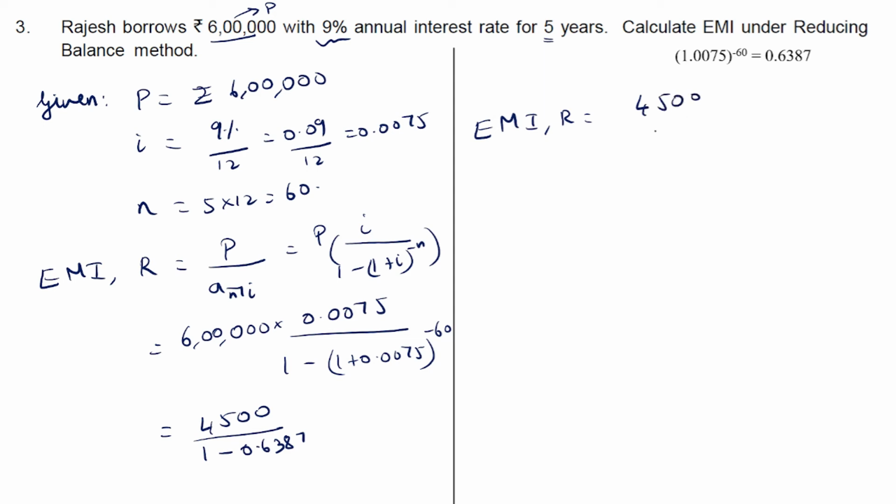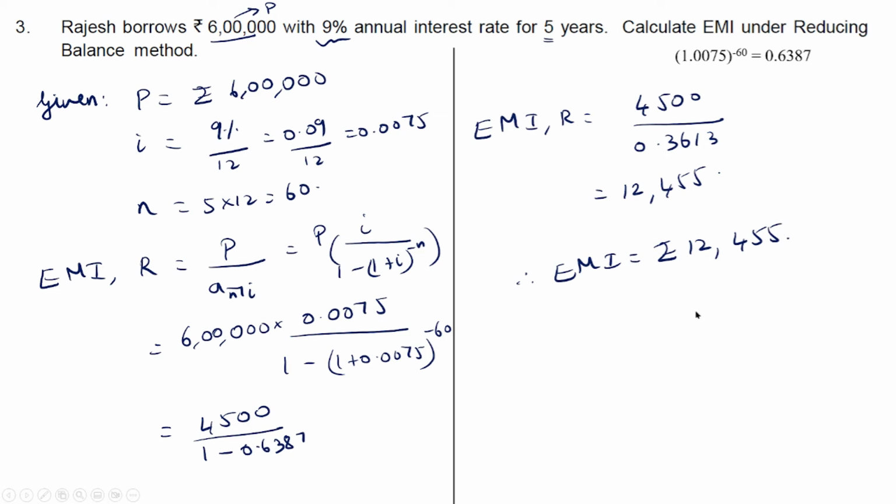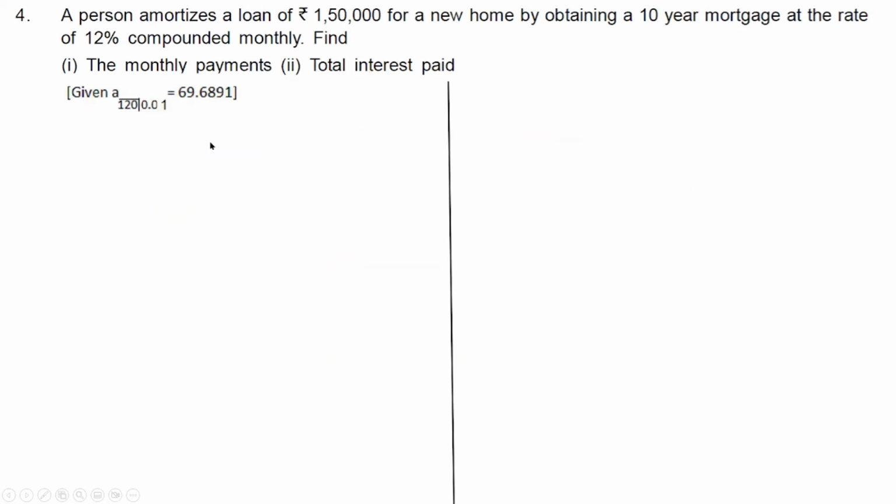So this is 4,500 upon 0.3613. Now when we simplify, we get it as 12,455. Therefore, EMI equal to rupees 12,455. This is the answer. Moving on to the next question.